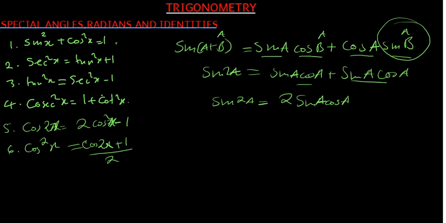So if I was using x, that becomes another identity. So sine 2x is the same as 2 sine x cos x. So if I'm working with identities, I see this, I can replace it with that. Alright.